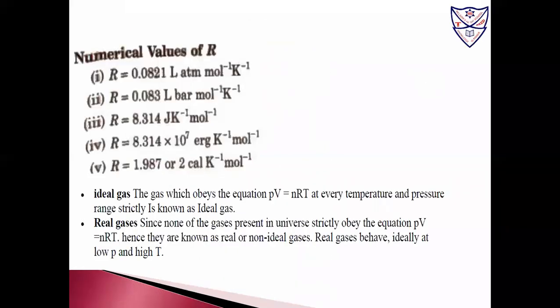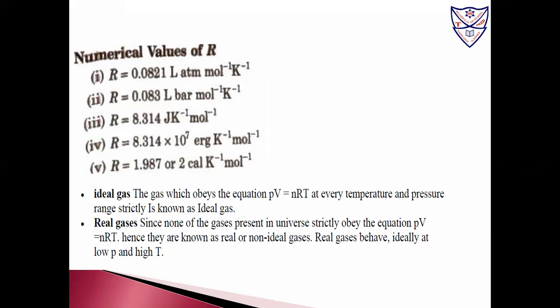You have to remember the numerical value of R. That is R equals 0.082 liter atmosphere mole inverse Kelvin inverse. R equals 0.083 liter bar mole inverse Kelvin inverse. R equals 8.314 joule K inverse mole inverse, in a different way. So these are all the values of the gas constant. You have to remember it.